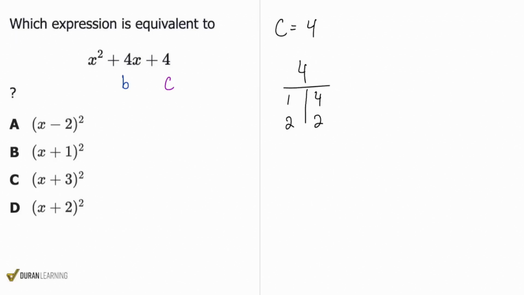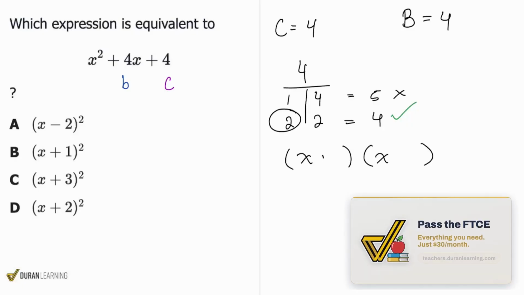Now, everybody, when we add 1 times 4, that's not going to give us the B term, because again, B is 4. 1 plus 4 is going to be 5. That's not going to work. 2 plus 2, that's 4. And that will work. And so, boom, this problem here, the solution, is going to be just filling in the parentheses. We have x, that's a positive 2, that's a positive 2, and that's our answer.